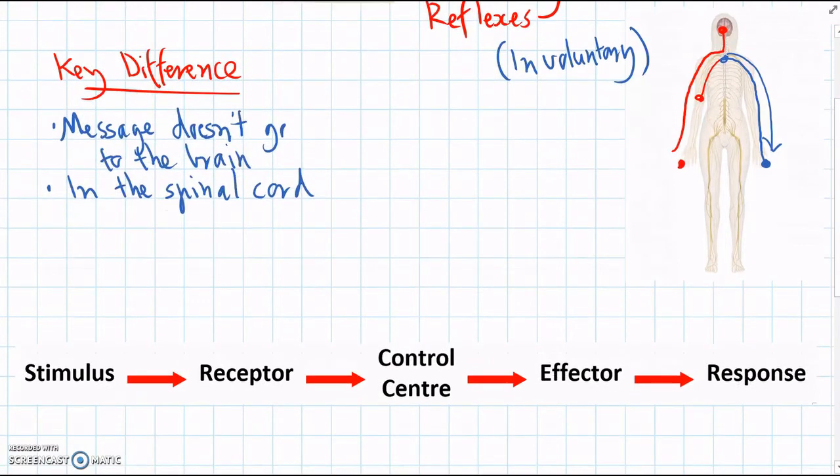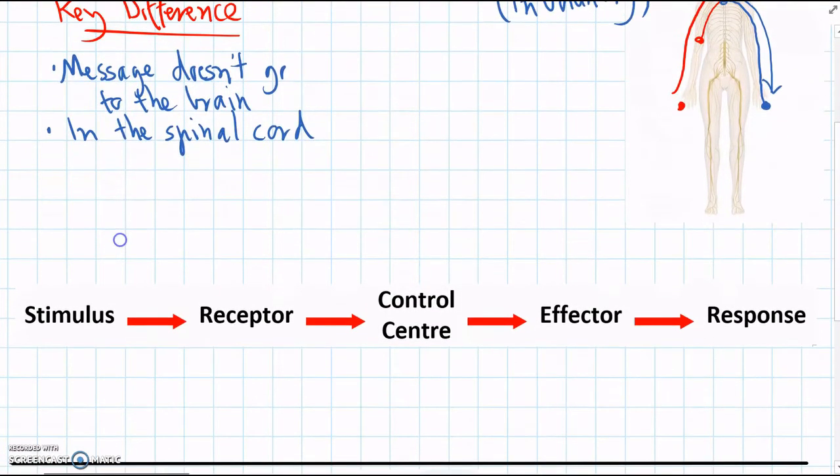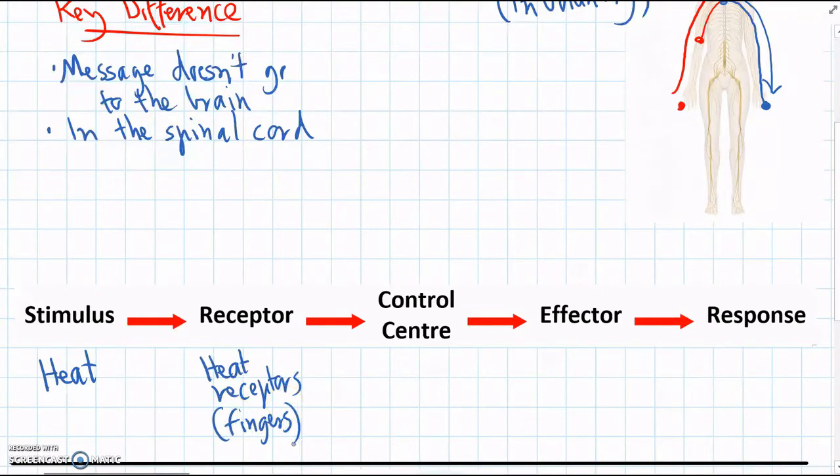Reflexes, they still follow the stimulus response model though, and we've used this a lot so far. Let's see how it applies to reflexes. So we have heat in our example here. That's the stimulus, touching a hot surface. We have heat receptors in our fingers. And the neuron type that we've learnt about previously are the sensory neurons. These are going to carry that message to the control center, which is the spinal cord.